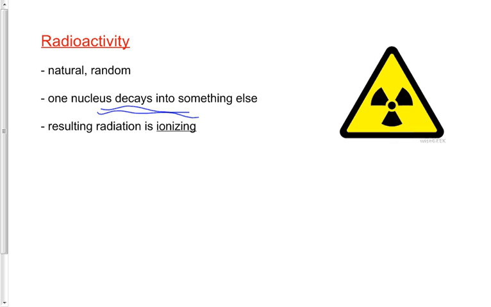The resulting radiation is ionizing. What does that mean? What's an ion? A positive or negative charge. It's a charged atom. So ionizing radiation can cause atoms to become ions. It can cause neutral things to become charged things.